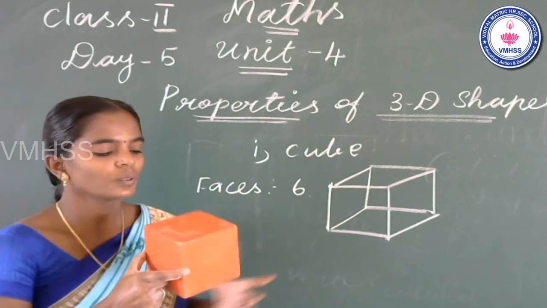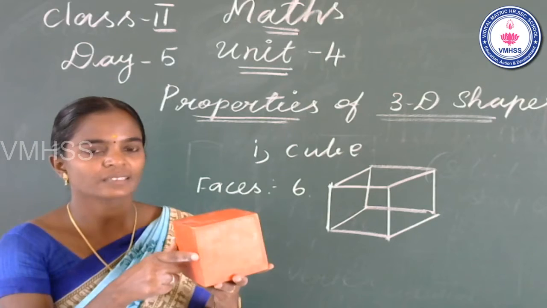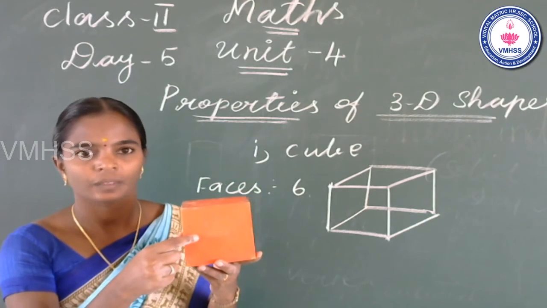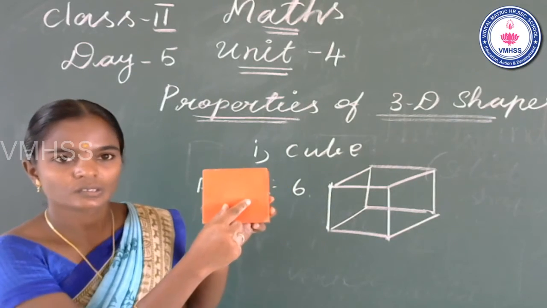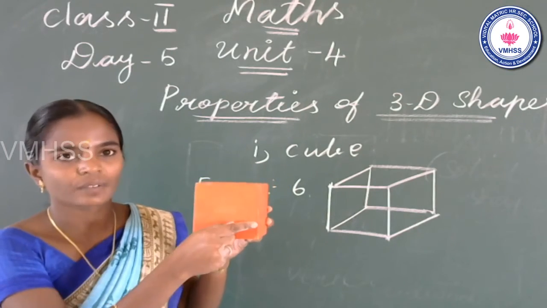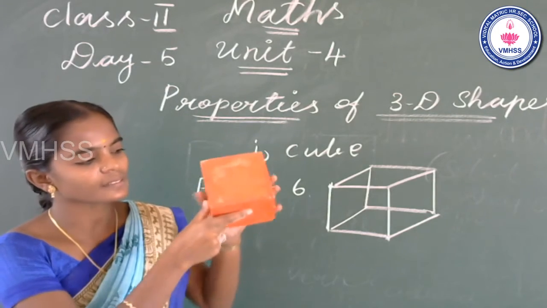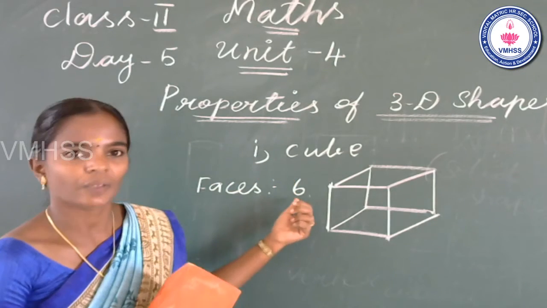Children, so the 6 faces are flat faces. Look at the cube. This square face is a flat face. This shape is a square. Next this side is also a square. So 6 square faces.